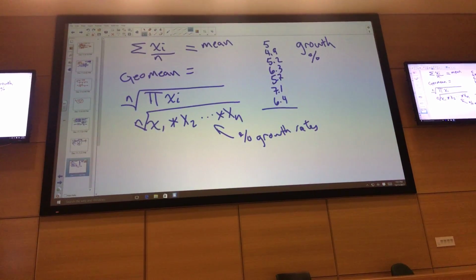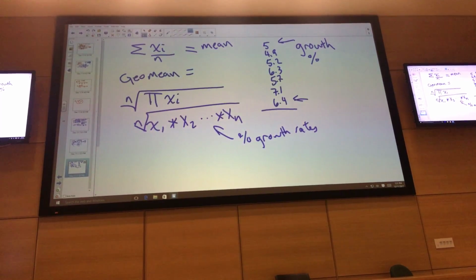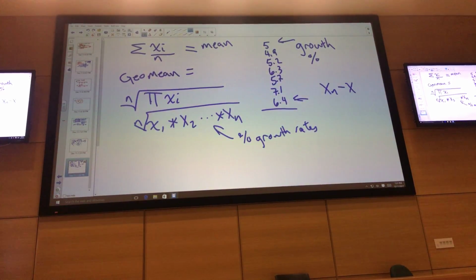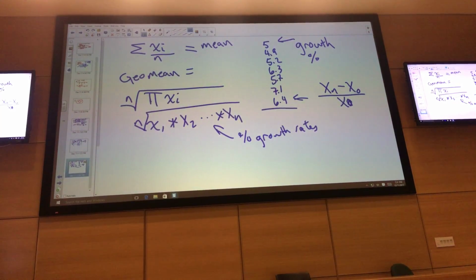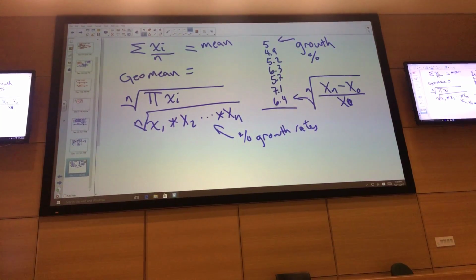Okay? Now another way to do this, if I actually have the final amount and the beginning amount, then I can just take x sub n minus x sub naught, the beginning, divided by x sub naught. So take the difference between the two divided by the beginning to get a percentage, and then take the nth root of that to get my geometric mean. That's if I have the actual numbers, not the percentage growths. Then I can do it this way.